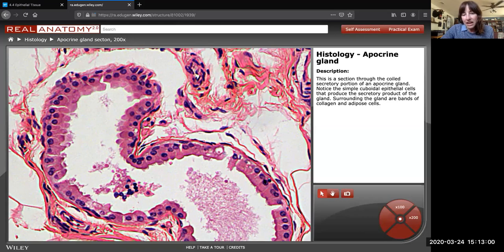These aren't as cube-shaped as some of the other stuff that we have seen, but if you know that this is a gland and you see a picture like this, you're gonna need to know that it's gonna be simple cuboidal. Again, when we get to columnar in a second, the difference should be very, very clear between cuboidal and columnar.